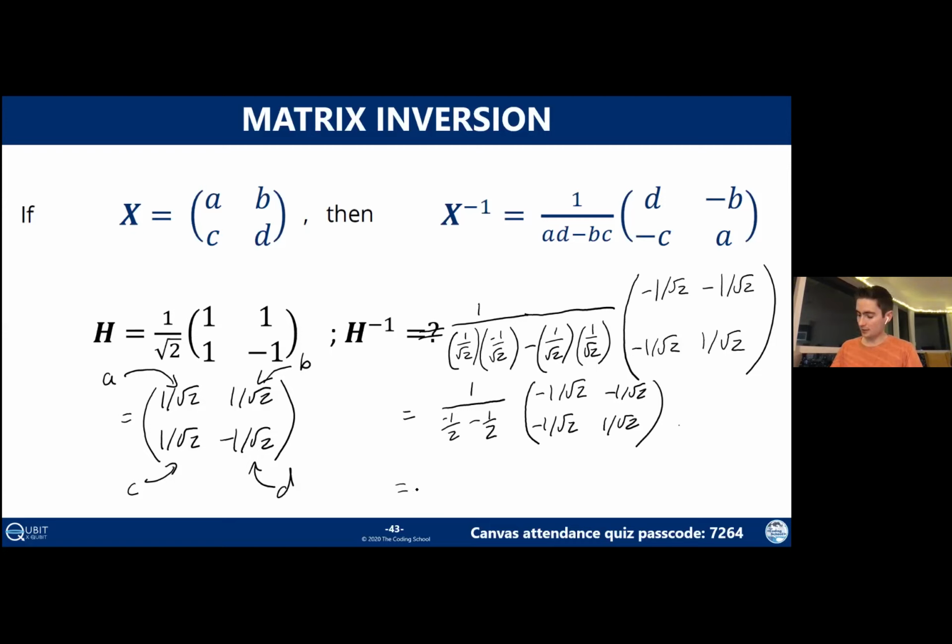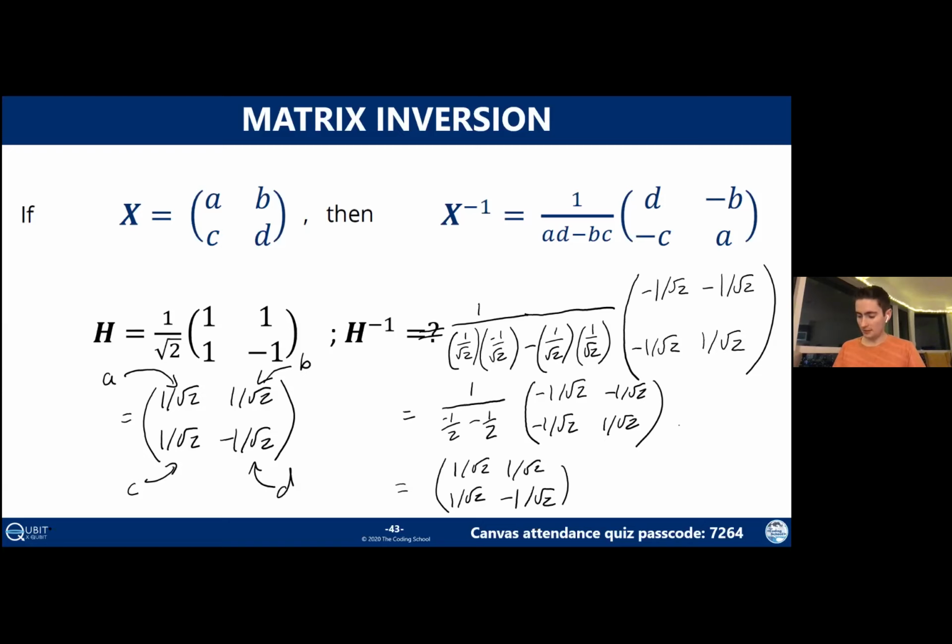And so what that ends up doing is just removing all the negative signs. So we end up with 1 over root 2, 1 over root 2, 1 over root 2, minus 1 over root 2. That is the answer that we're looking for.